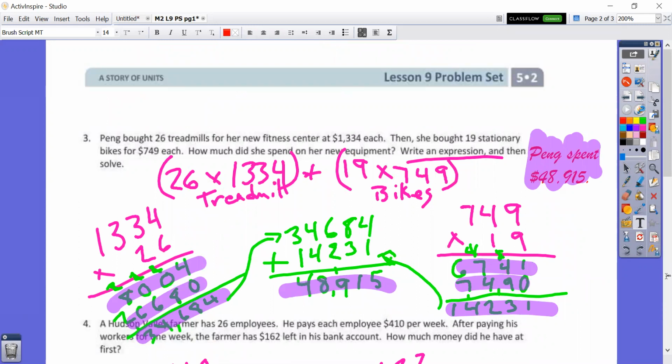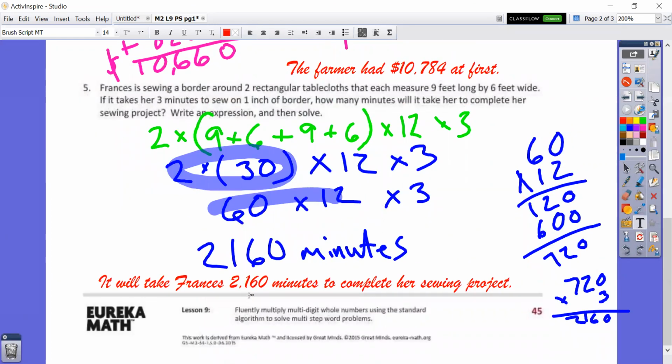And if we wanted to put that in hours, what would you do? Yeah, you divide that by 60 because there's 60 minutes in every hour.